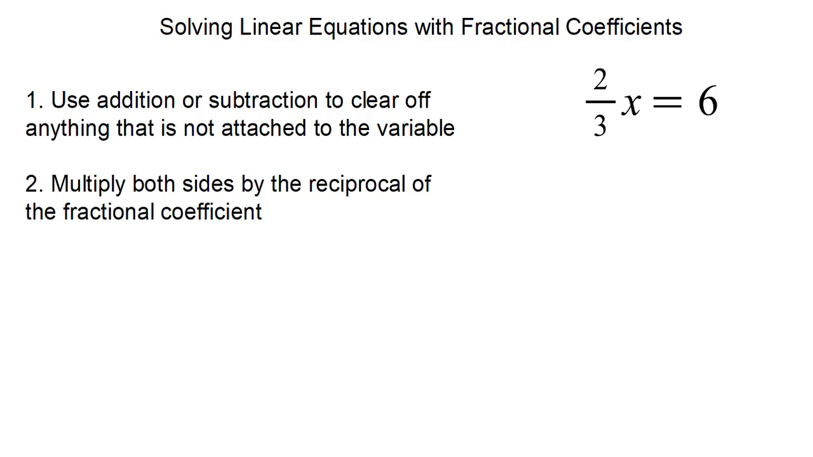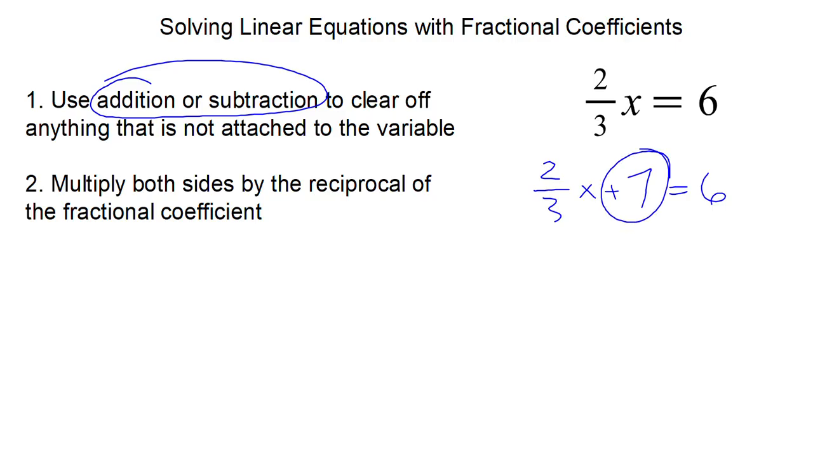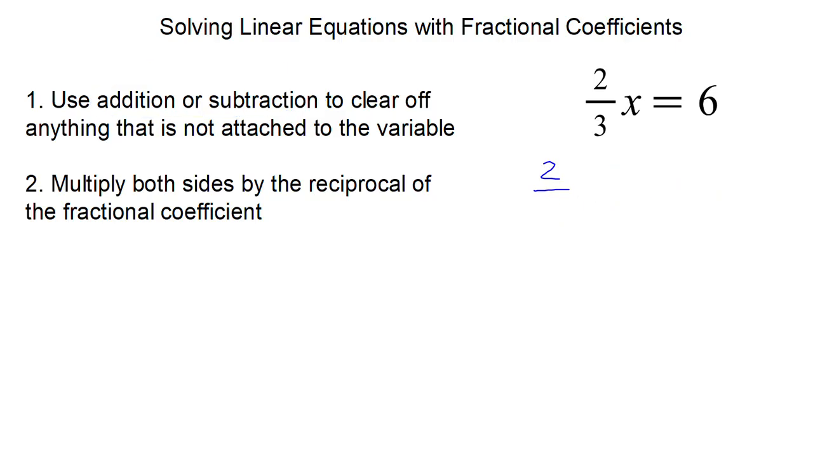The one on the right here is just a 1-step equation. But if we had a plus or a minus on that same side, like 2/3 x plus 7 equals 6, then that's a 2-step equation. We have to use addition or subtraction to clear off this plus 7 that's not attached to our variable. But that's not what we've got going on in this one, so we can skip step 1 and go straight to step 2.